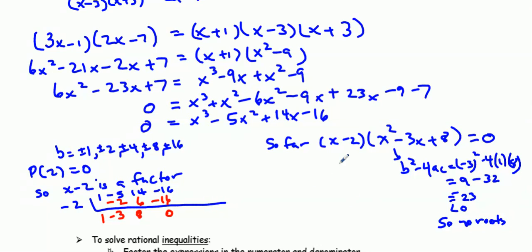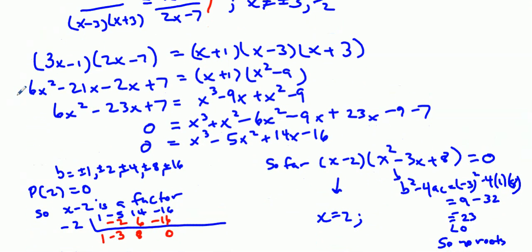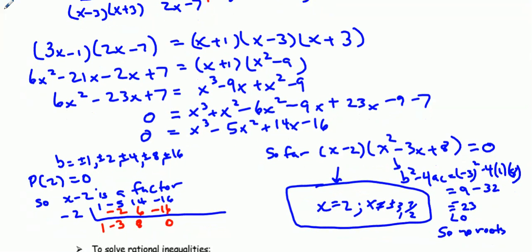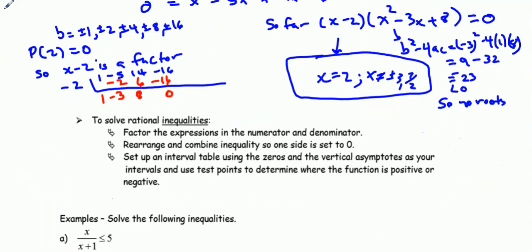And that means the solution to this is x equals 2. And if we go back and check what our restrictions were, is that one of them? No. So we can say x equals 2, where x is not allowed to be plus or minus 3 or 7/2. Okay? So as long as you show me that solution, you're good. Okay, that's solving rational equations. It's not that difficult, and it's using a lot of what you already know.